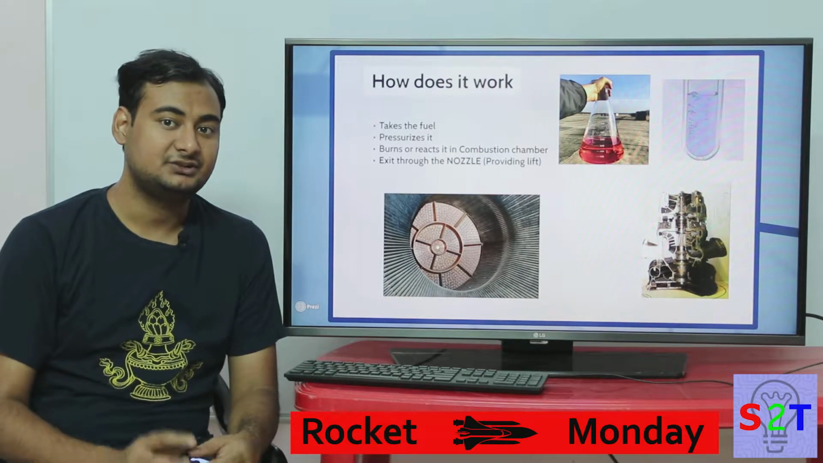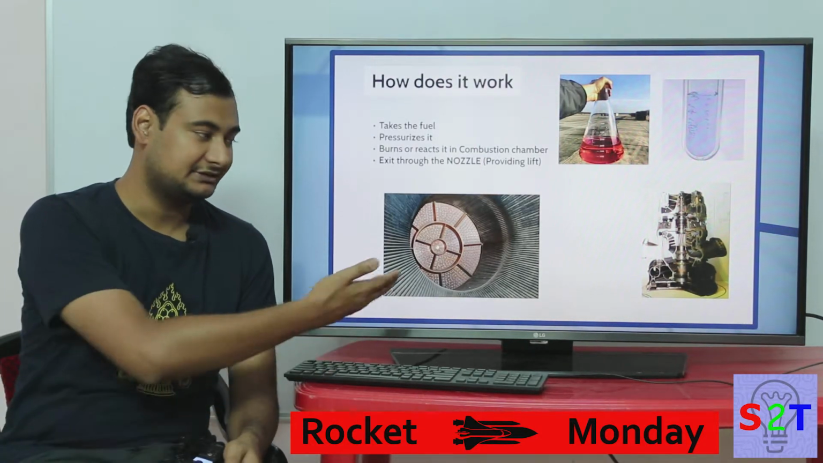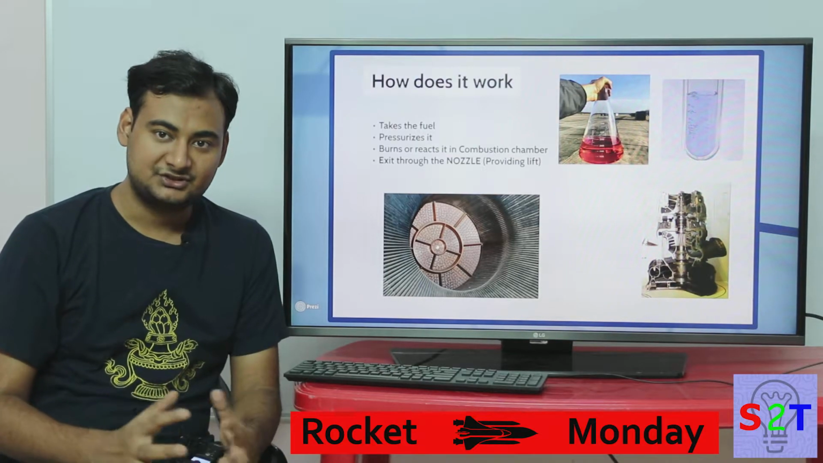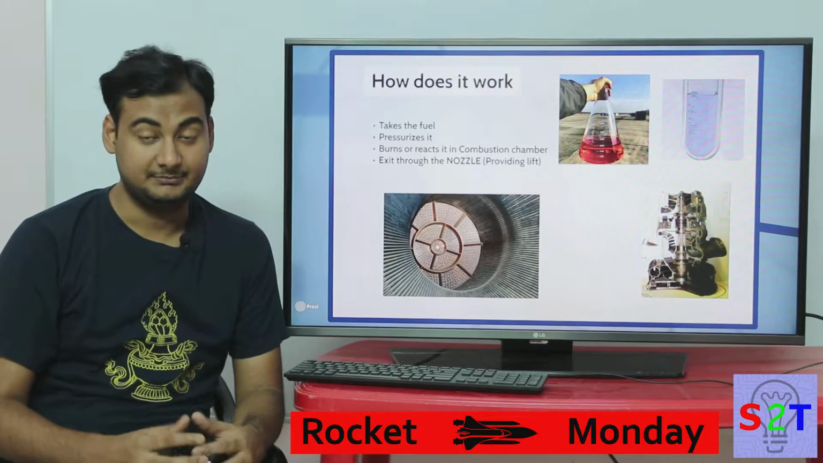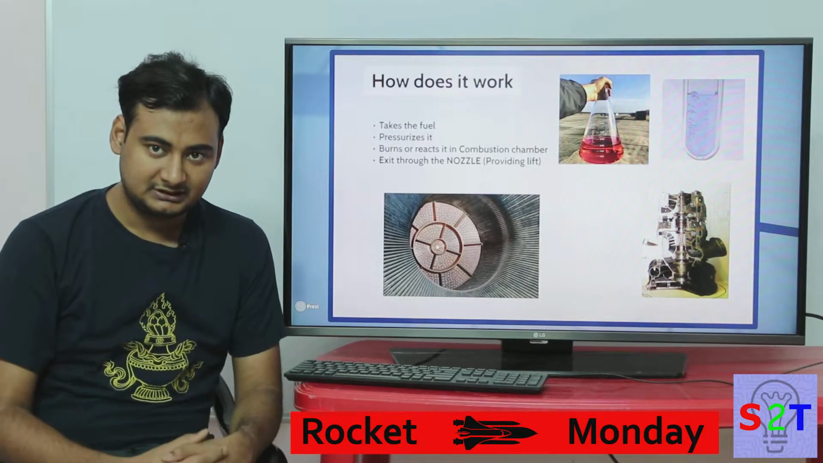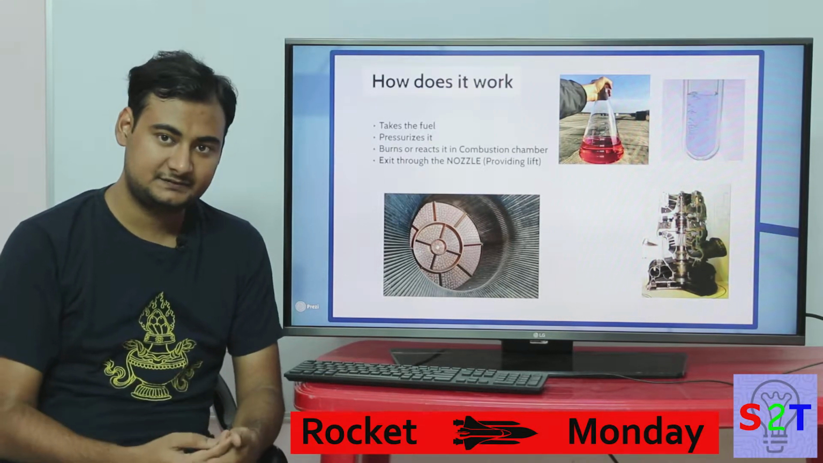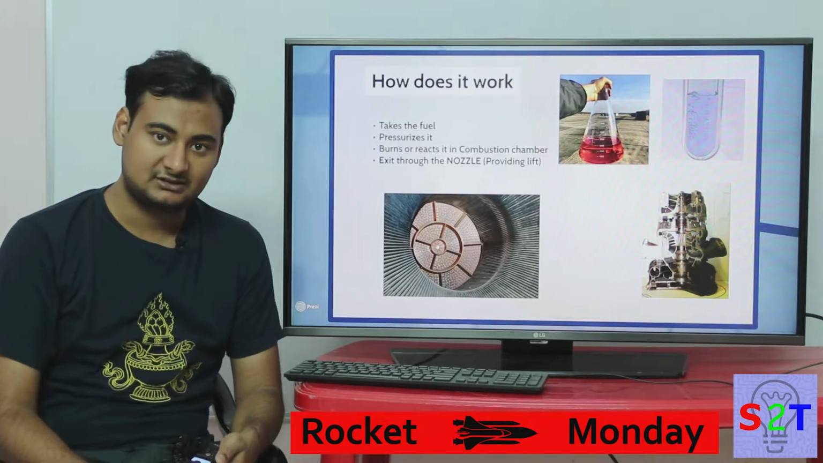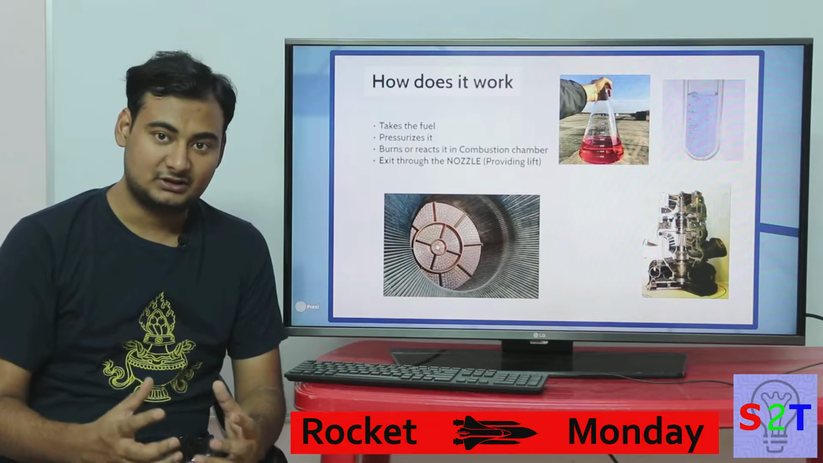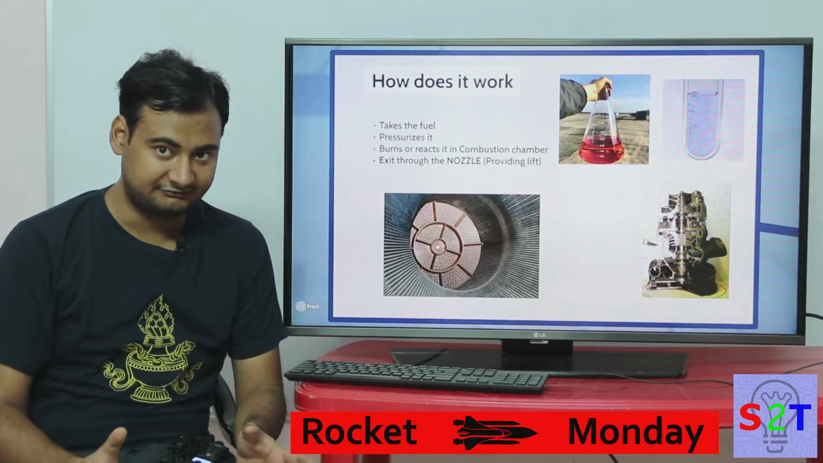After pressurizing it, you send it into the combustion chamber, and in that combustion chamber you ignite it, and it goes through a nozzle, and based on that you get your lift. So these are the 4 parts. It takes fuel, pressurizes it, burns it in the combustion chamber, and exits it out of the nozzle. The nozzle is the thing that actually provides the lift.